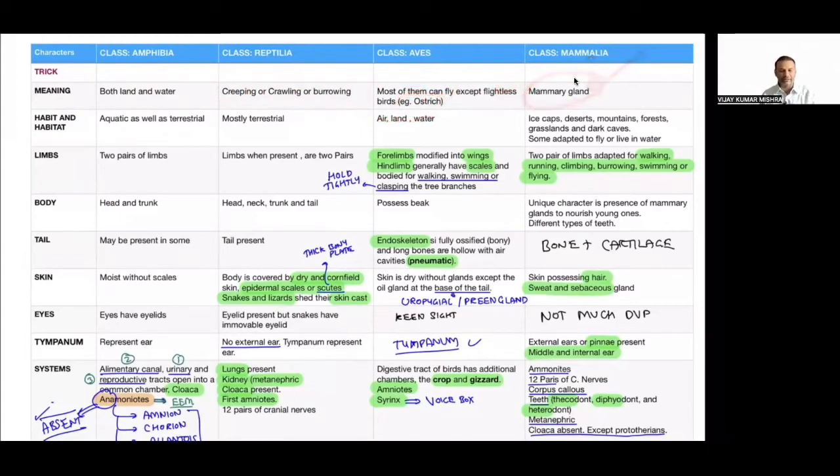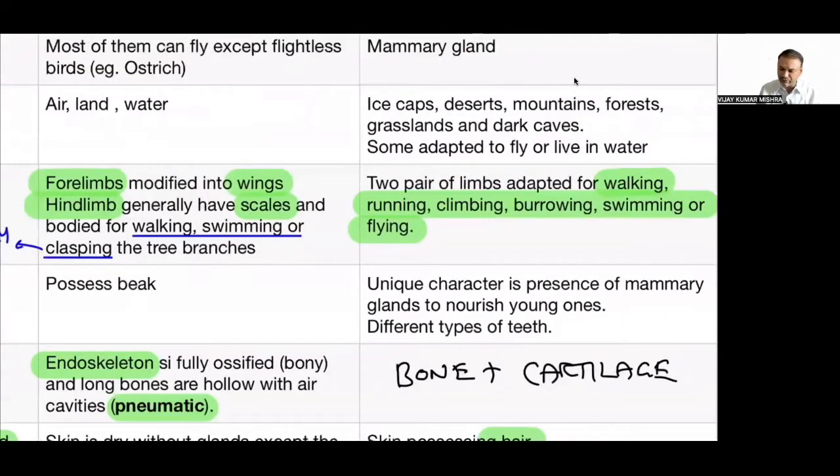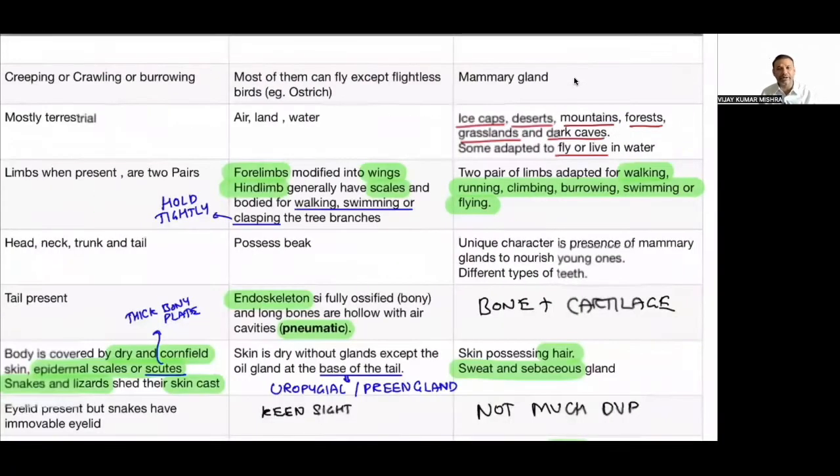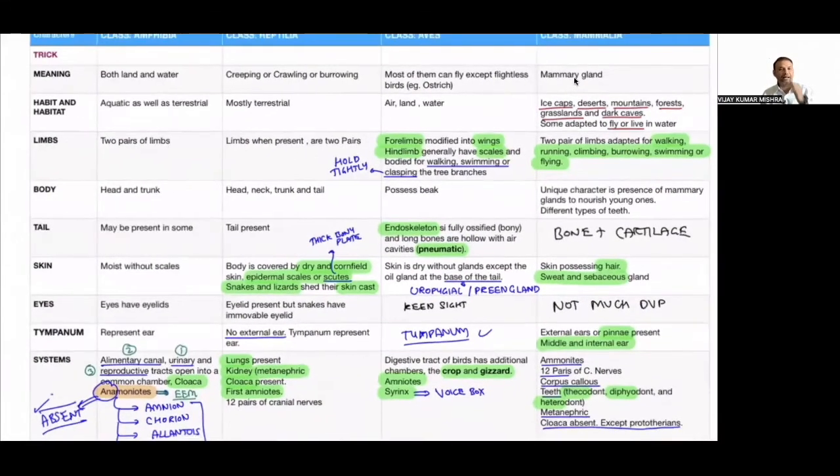Mammalia stands for mammary gland. So they are aquatic, terrestrial, mostly terrestrial. Land, water, air, everywhere they are going to be found. Ice cap, desert, mountain, forest, grassland, any kind of cave, wherever you can go, you will find them. Some of them can live in the water, some of them can fly also. So their body is well adapted, and they are the last class.